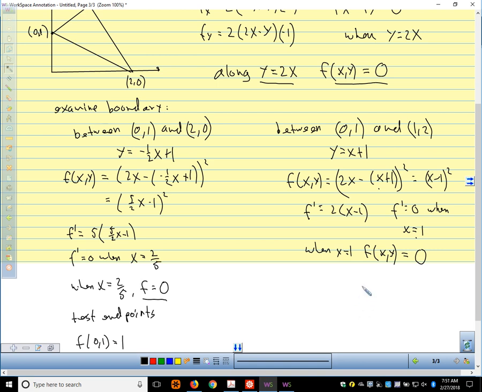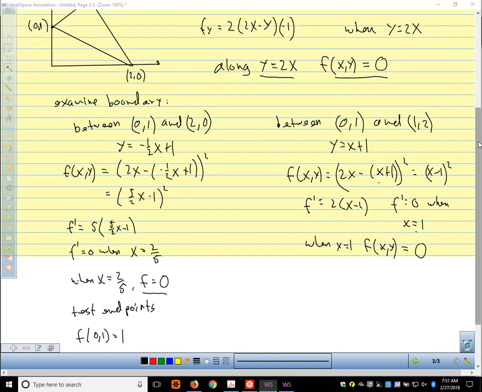And we need to test the endpoints, right? We just need to test 1, 2. What's special about the point 1, 2? It's along the first line, right? It's along y equals 2x. F of 1, 2 is 0. Do you have to retest endpoints? No, we've already tested all three endpoints now, so we're good. This is along y equals 2x.